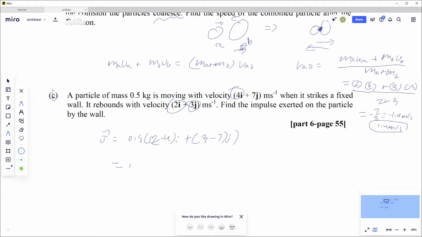again no mistakes, and this is minus 2I and minus 4J. Distribute the 0.5 and you get minus I minus 2J, the impulse. Why did they ask for the impulse not as a magnitude? Because you are working with vectors, and everyone will have to use the same vectors, so everyone should get the same result. So that's the answer for this part.